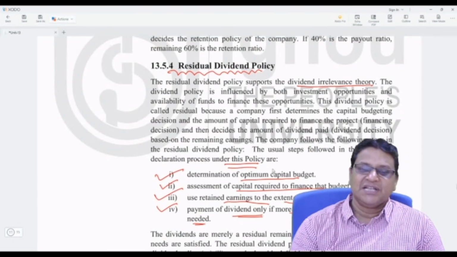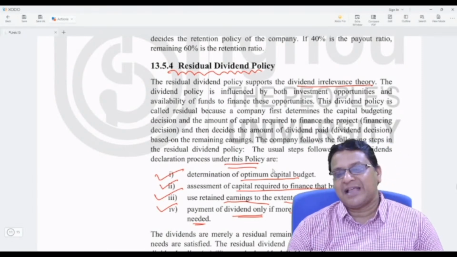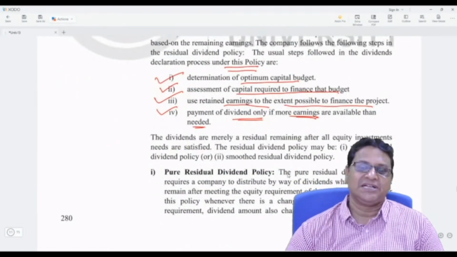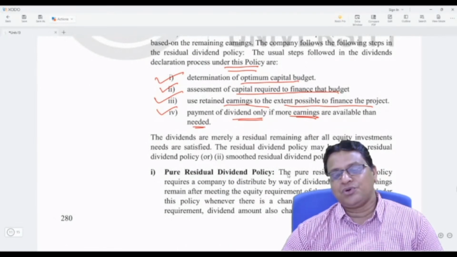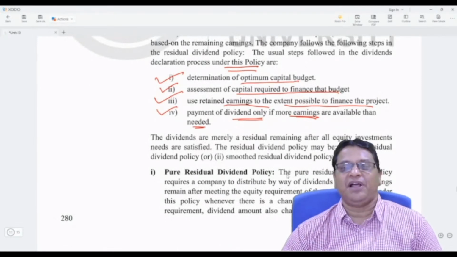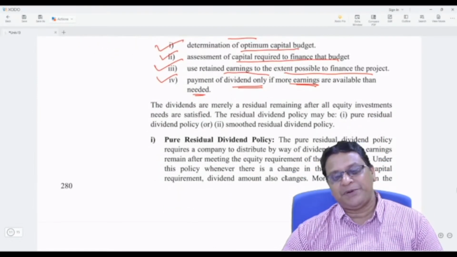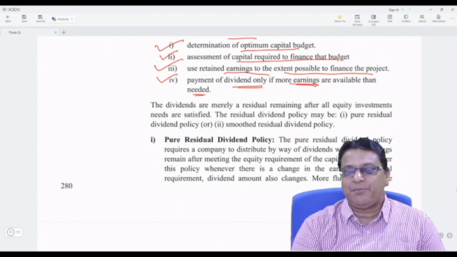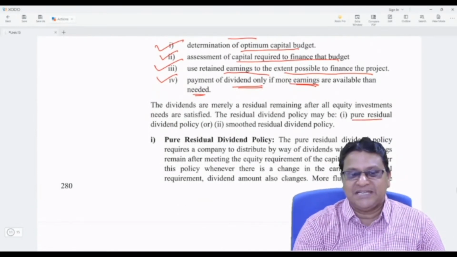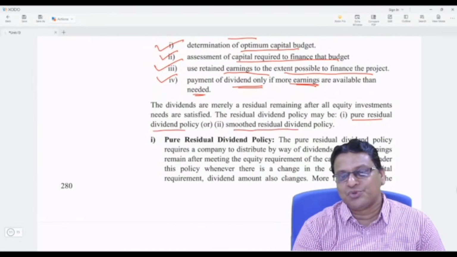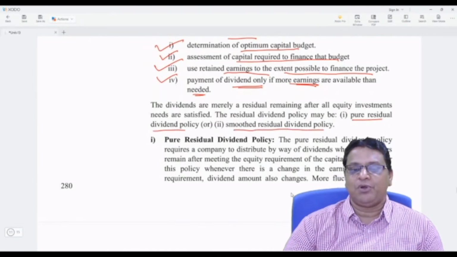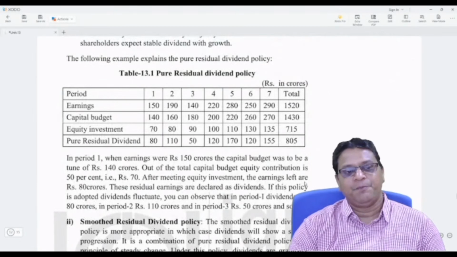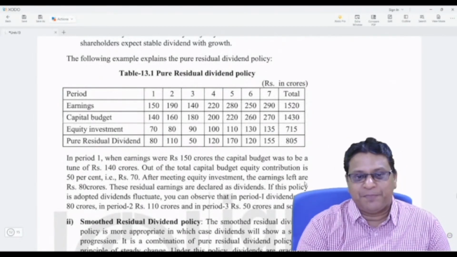That means in this case, company first decides its capital expenditure budget. Then what is the amount of capital required for it? Then what is the amount to be used as internal finance? And next, residual profit, if any, is distributed as dividend. The residual dividend policy can be pure residual dividend policy or smoothened residual dividend policy. What is pure residual dividend policy? We can see it with the help of an example. Let's take an example. There are different time periods.